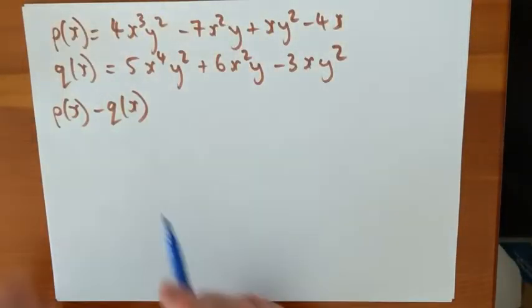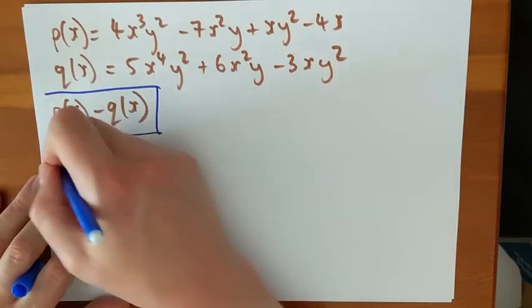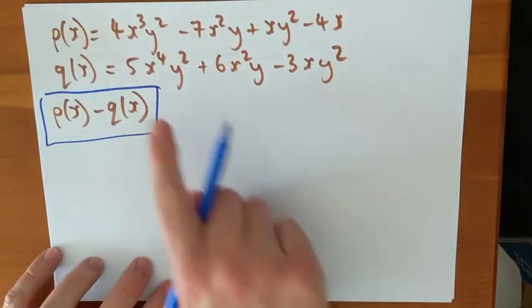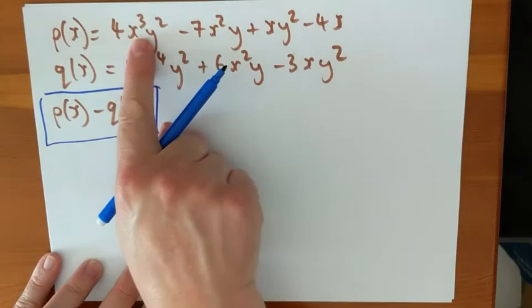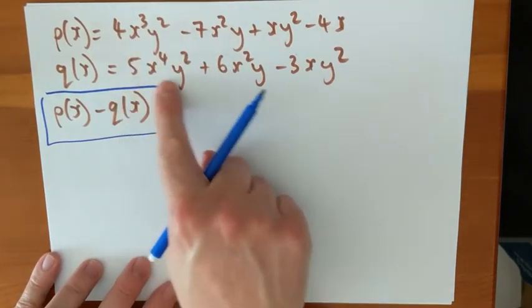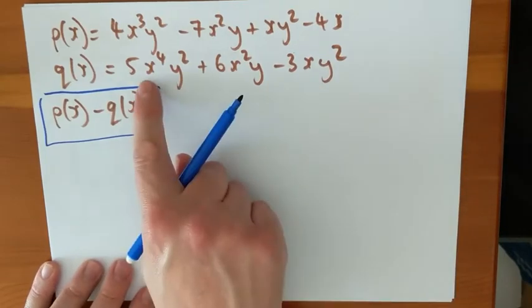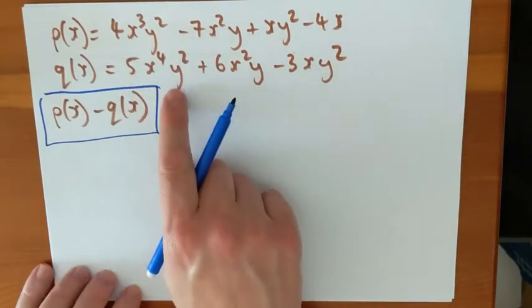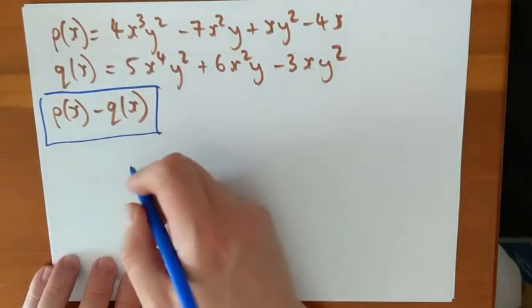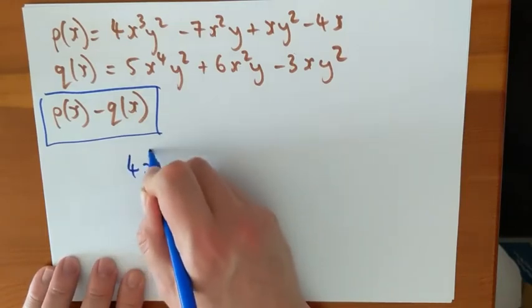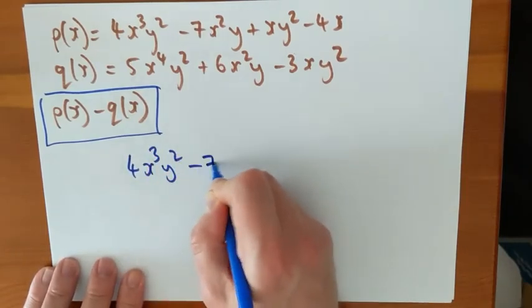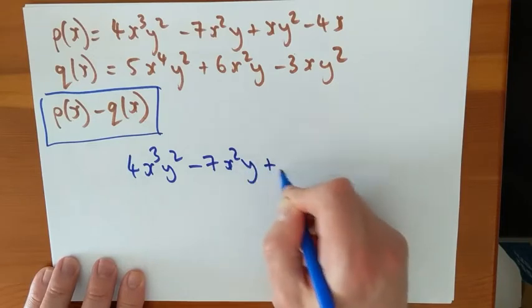Especially if you end up with something which has got x's and y's and a's and b's and all sorts of things going on. So here we've got a polynomial of order 5. This one is order 6. I'm going to be doing this one, take away this one. I'm going to line up the ones with the highest orders furthest to the left. So my p of x, I'll put that first. 4x cubed y squared, and so on.